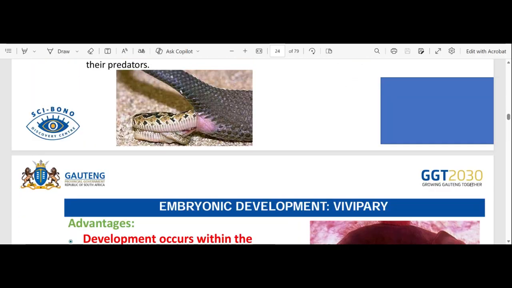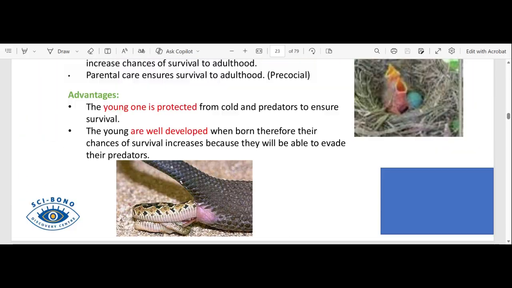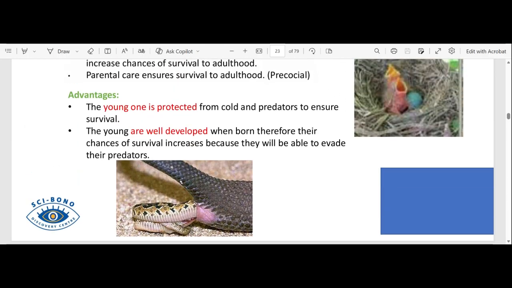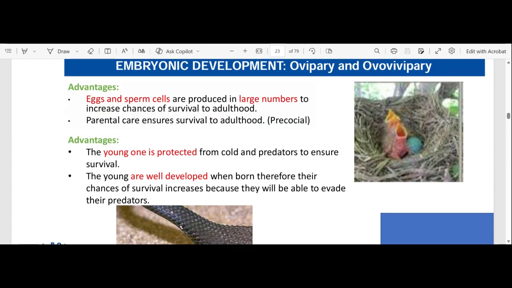Okay, so those are the advantages and disadvantages of oviparity and ovoviviparity. I've already explained what oviparity and ovoviviparity are and the differences between the two. I hope that makes a lot of sense.